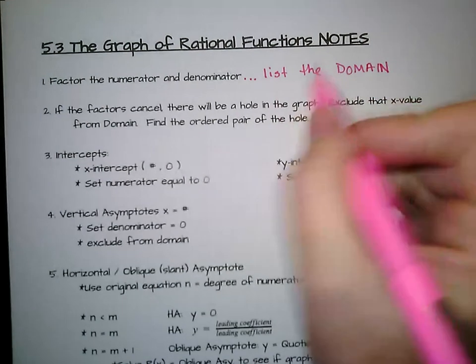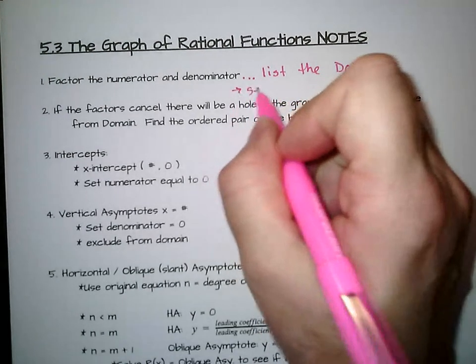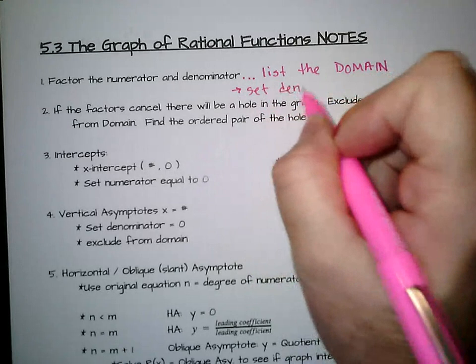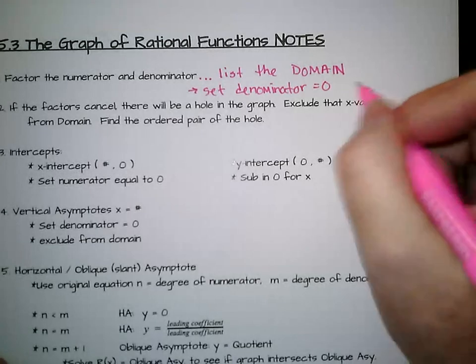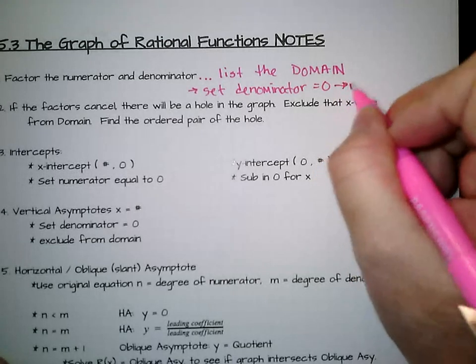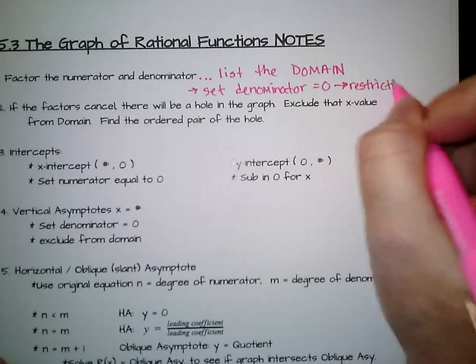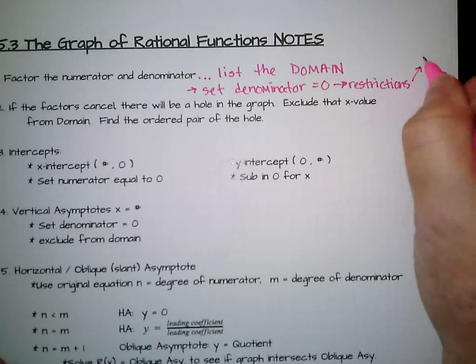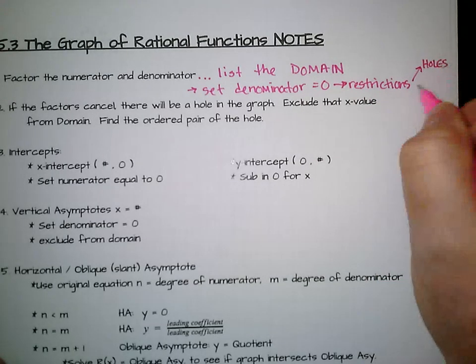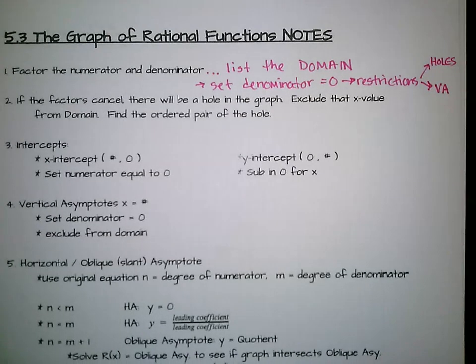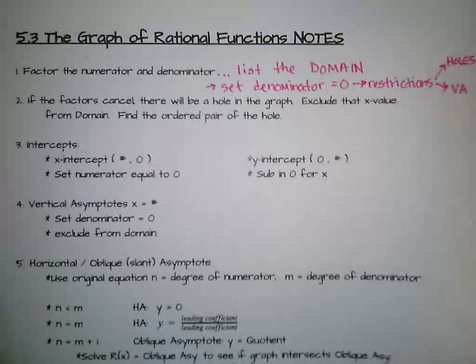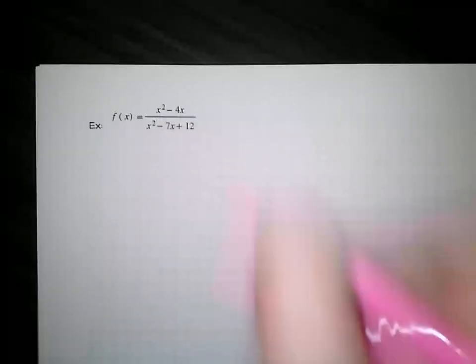And the way that we list the domain is we set the denominator equal to 0, and that's going to give us restrictions. Those restrictions might be holes or vertical asymptotes, and we'll see how to tell the difference here in a moment. So let's flip to the next page and start looking at this function right here.